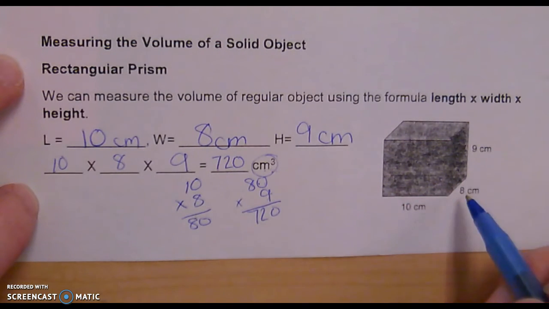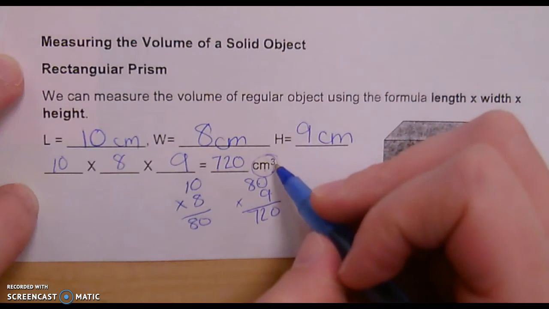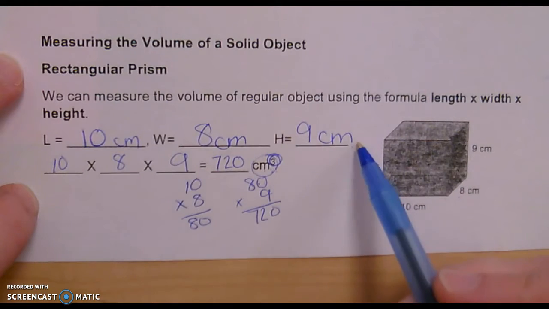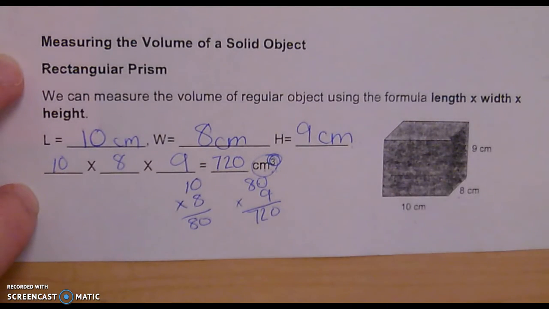Okay, so that's our volume. And it's always got the exponent of a 3, because we're multiplying 3 units of centimeters together. So that's why it's a cube, and it's a 3-dimensional figure. Okay?